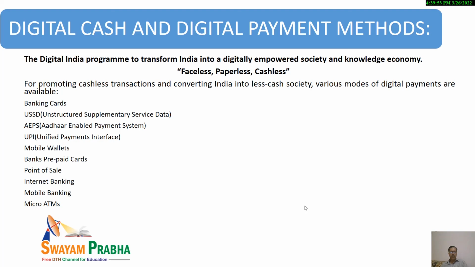I will be giving just names. First is banking cards, then USSD, that is Unstructured Supplementary Service Data, may be used. Aadhaar Enabled Payment System, that is AEPS, may be there. UPI, I think UPI is so common, you might have heard this word more often. UPI, that is Unified Payments Interface, may be used. Mobile wallets may be used. Bank prepaid cards may be used for digital payments. Point of sale, internet banking, mobile banking, and micro ATMs. These are the basic modes of digital payments that are available in our country.